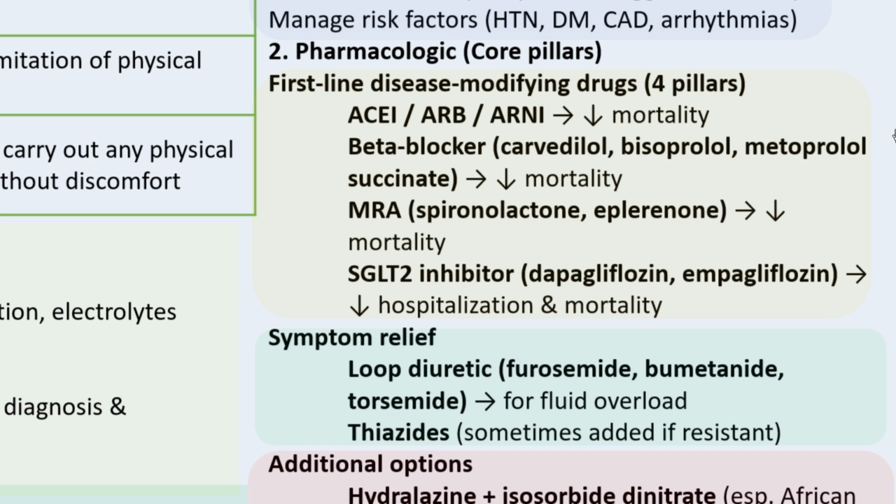Then we have the mineralocorticoid receptor antagonists like spironolactone and eplerenone, and these ones, as you have seen, are going to help with the RAAS, the renin-angiotensin-aldosterone system.